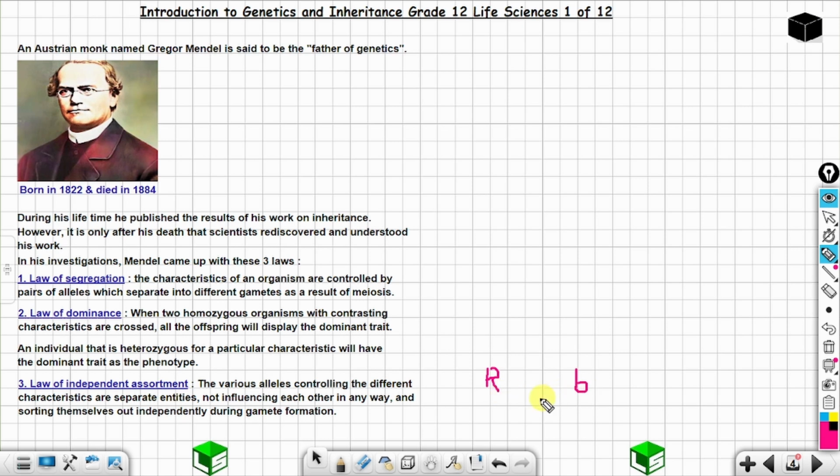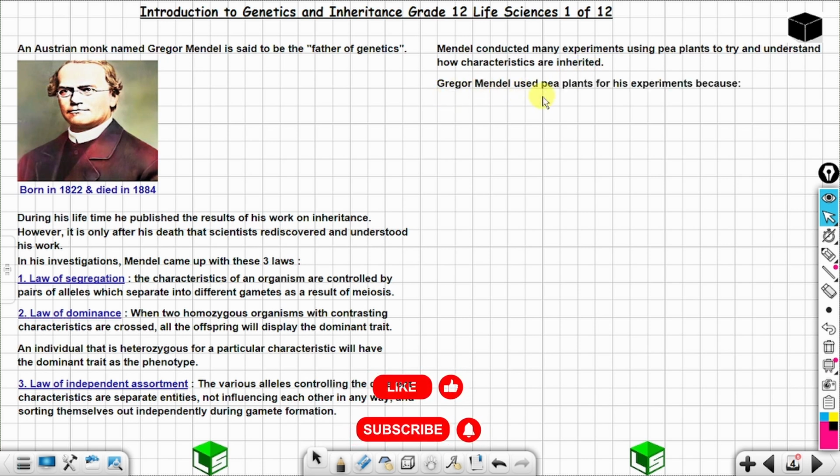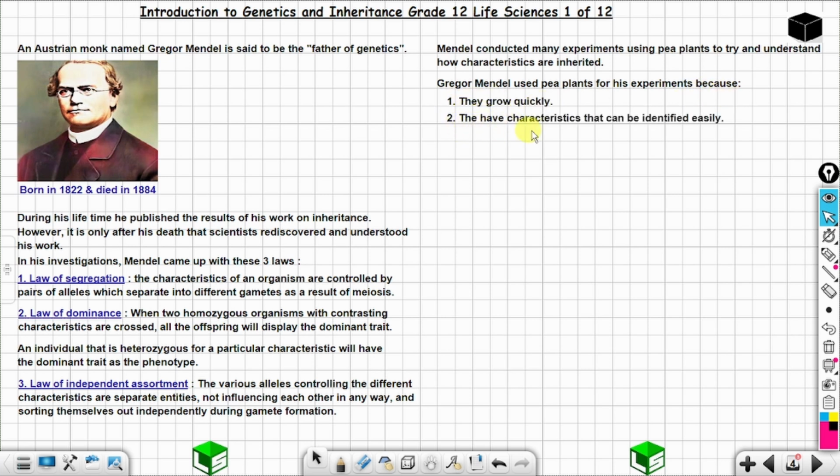It cannot happen. Mendel conducted many experiments using pea plants to try and understand how characteristics are inherited. So Gregor Mendel used pea plants for his experiments because 1. They grow quickly, 2. They have characteristics that can be identified easily, and 3. They can self-pollinate or cross-pollinate. So they grow quickly. Mendel did not have to wait for a long time to see the results.